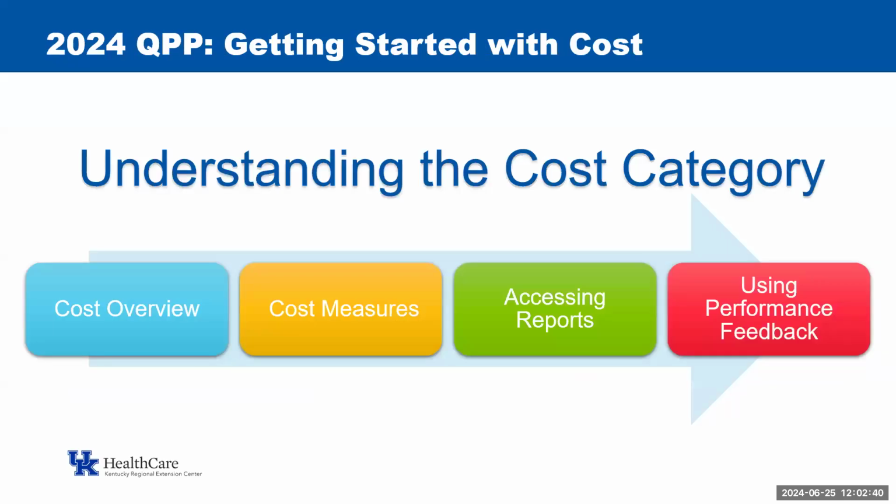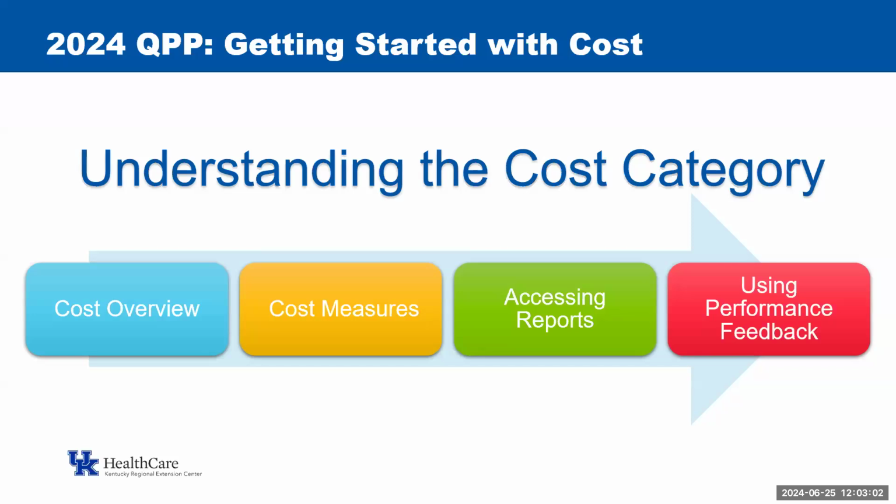So cost can be an overwhelming category. You don't generate any reports to look at monthly or quarterly like you would to monitor quality or promoting interoperability. It's solely based off of claims that have been submitted through your billing department to CMS. Real-time feedback has always been rather elusive, so it's been hard to really tackle where to go and what to do with the data that you do have.